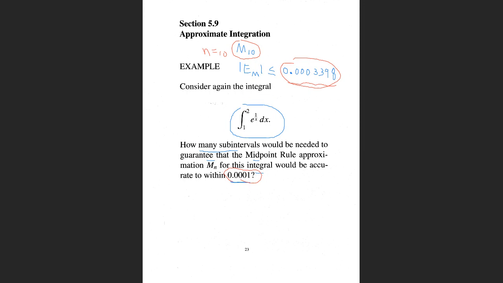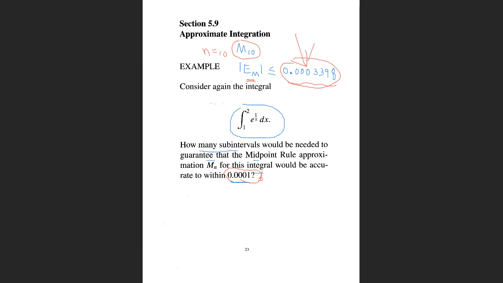So using 10 subintervals, it may be enough, but I don't know. All I can say is when I use 10 subintervals, the bound on the error using the midpoint approximation is less than or equal to about 3/10,000ths. I don't know if the error is less than 1/10,000th, but maybe it is. I need to have this error bound be equal to 0.0001, right? That's what I want.